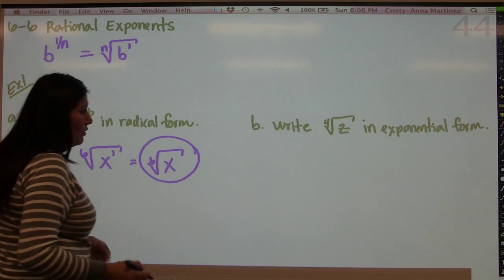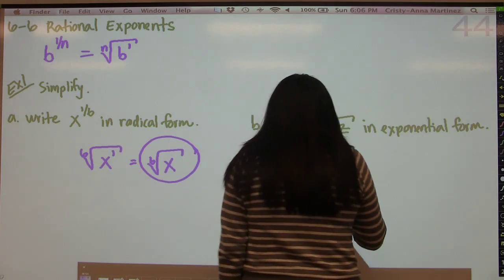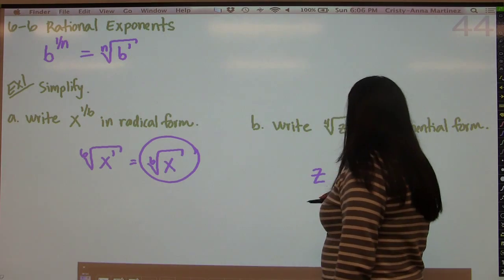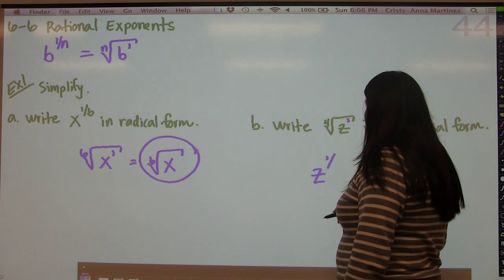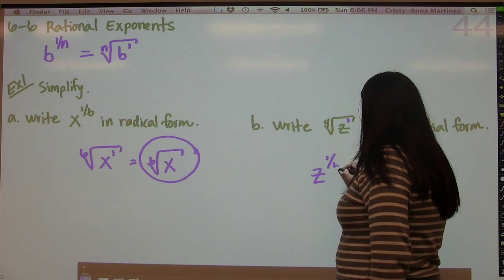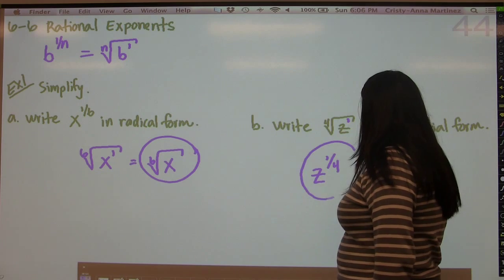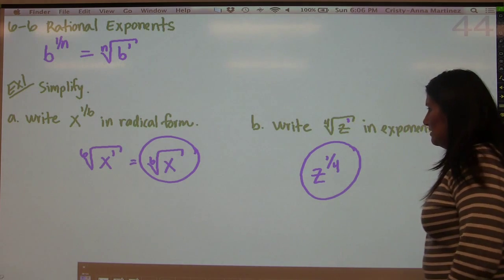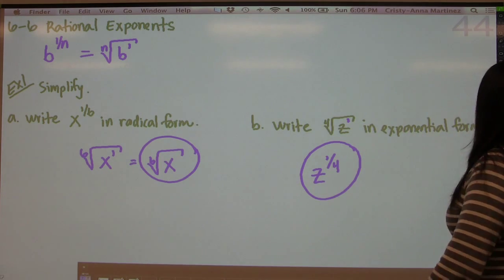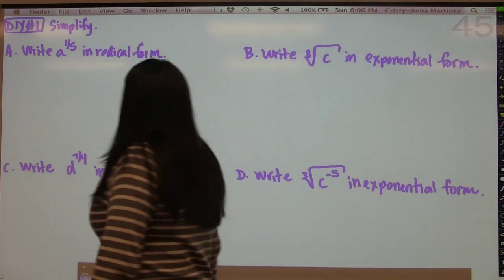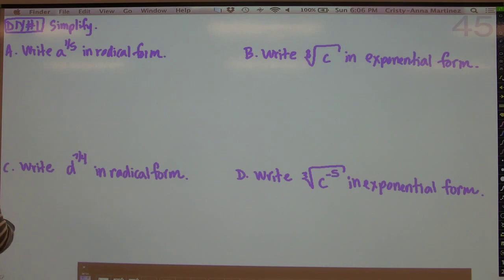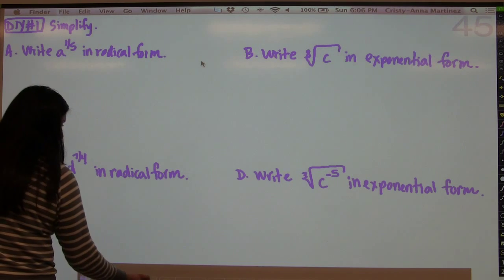In part B, the ones go the other direction. And so because we have our variable z, this is z to the 1 power, so the 1 goes on top. On the bottom, you put the index, which is a 4. So z to the 1/4 is exponential form. And that is as complicated as it gets. So you can try to do it yourself, number 1. Again, going back and forth between radical and exponential form.